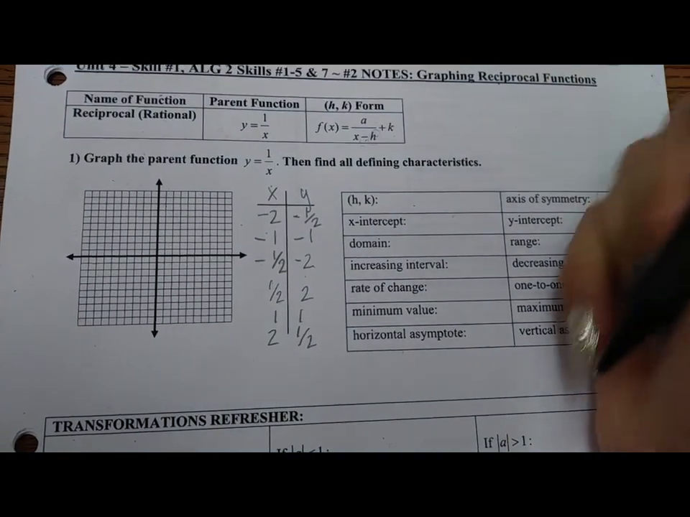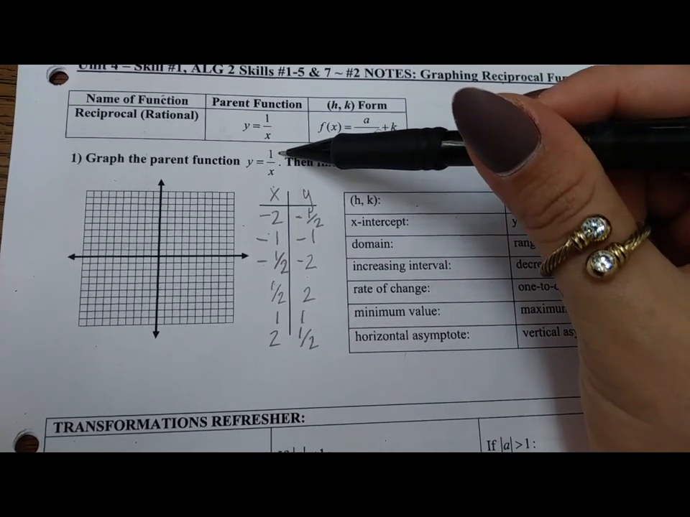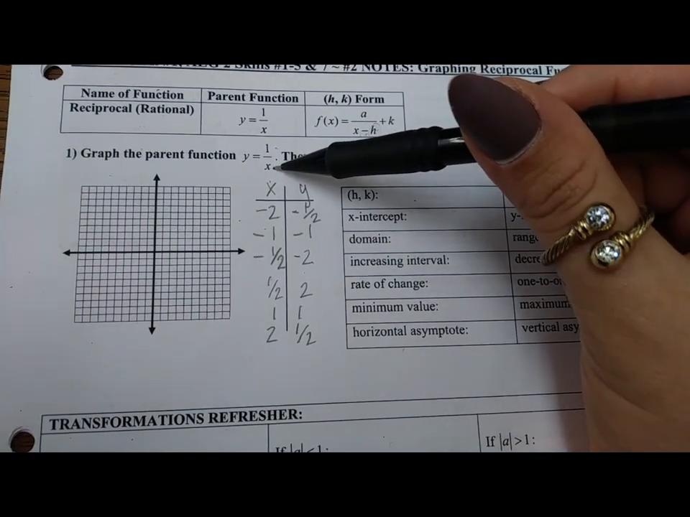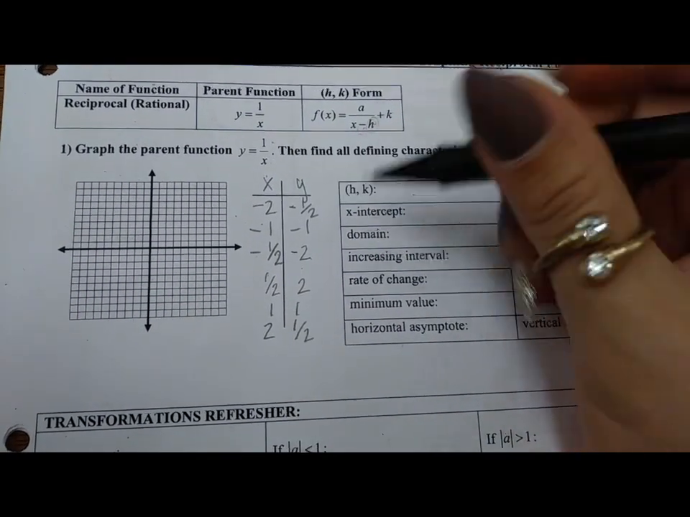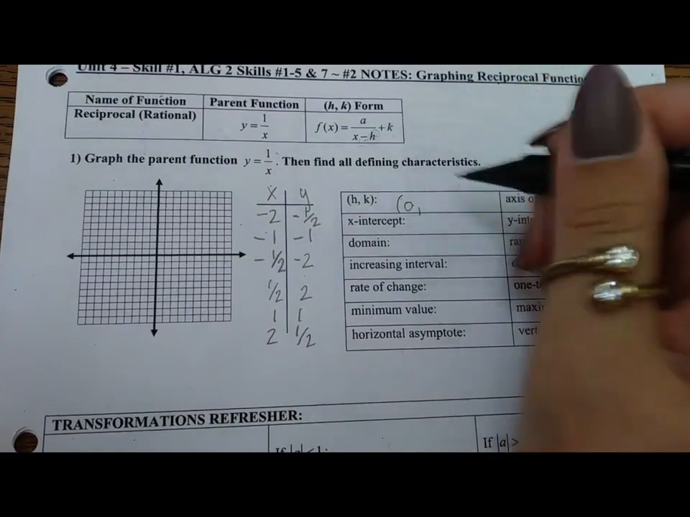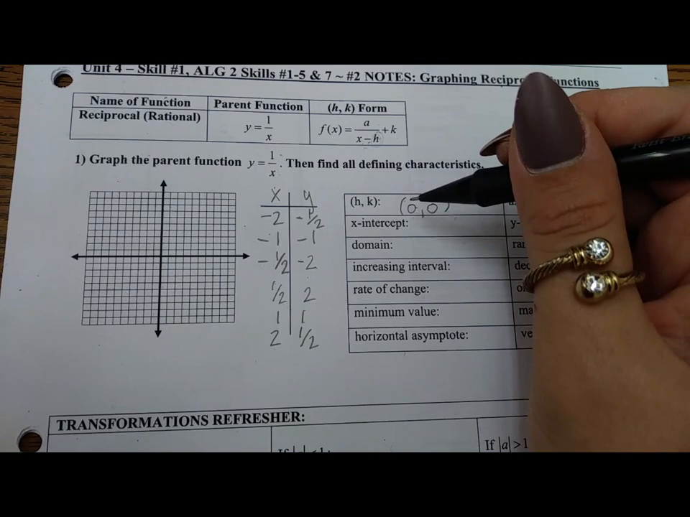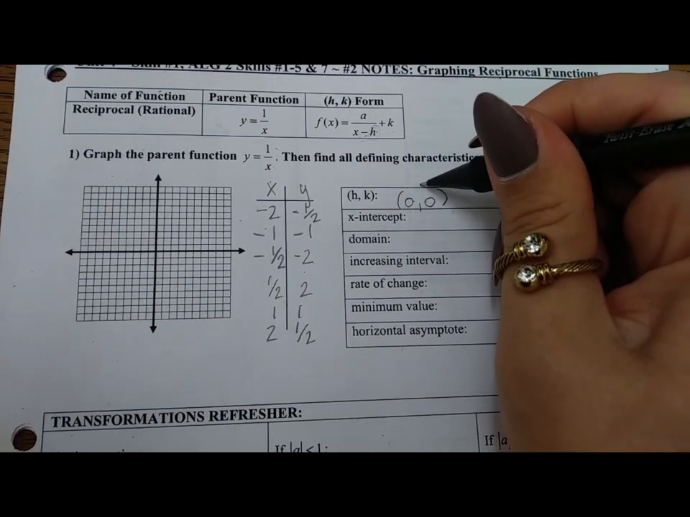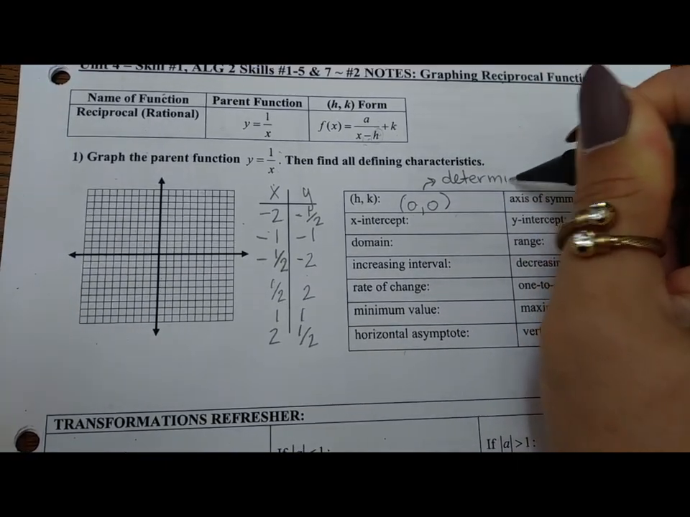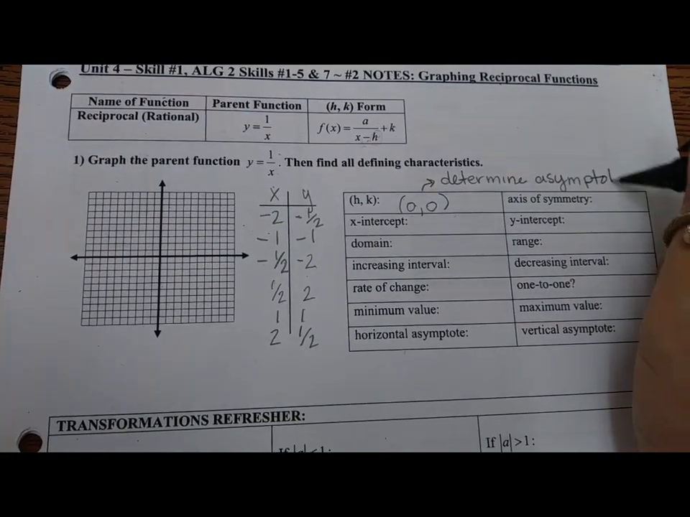So we're going to see that for our parent function, there is no a, it's just 1. The h, there's no h because it's not subtracting or adding anything on the bottom. So we know that my h is 0, and there's no k here, so k is 0. That's really important to know because this vertex is going to determine the asymptotes.